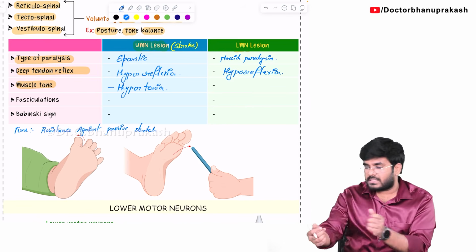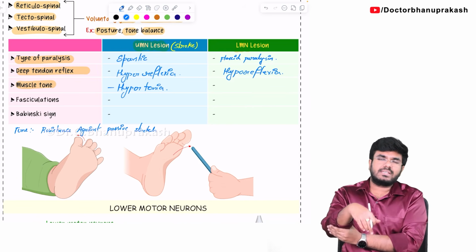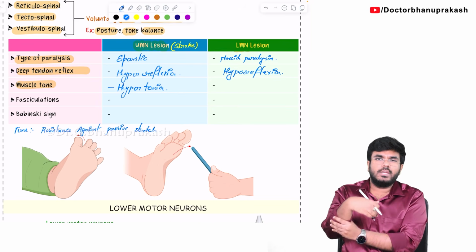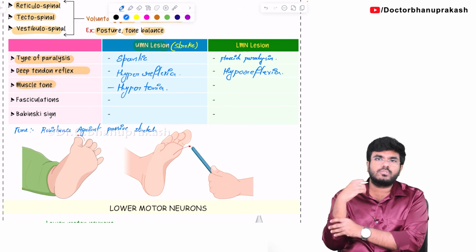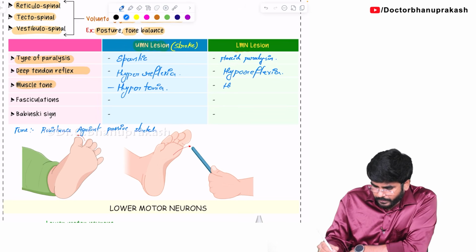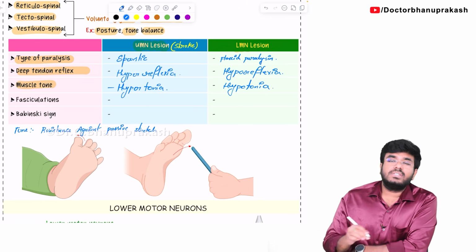What about the tone? See, the muscles are not at all contracting. All the muscles went into complete relaxation. There is no more contraction. So if you check the tone, there is no tone at all. There is no resistance at all. There is going to be hypotonia. Okay, so this is the difference.